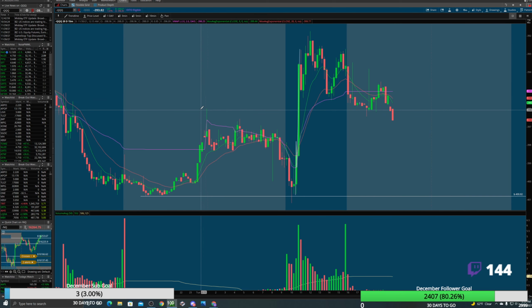Support break, pre-market low break, huge move up, 3-bar play, rip up, continuation. Then you get a head and shoulders, and then it fades down.